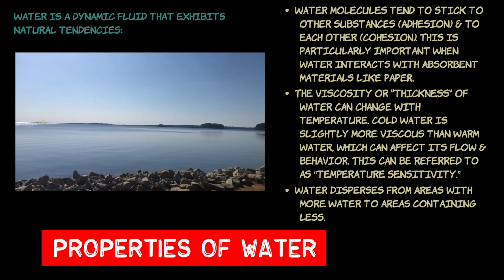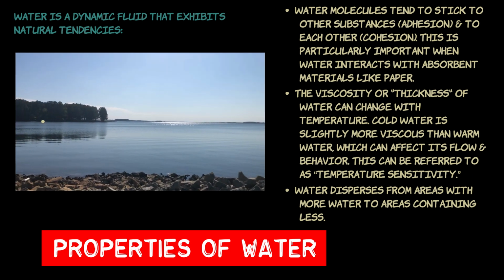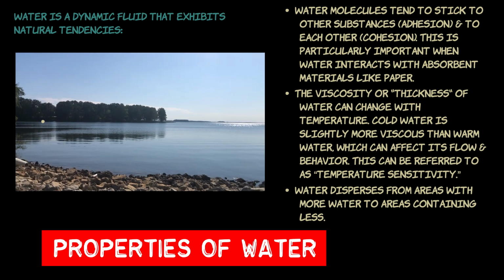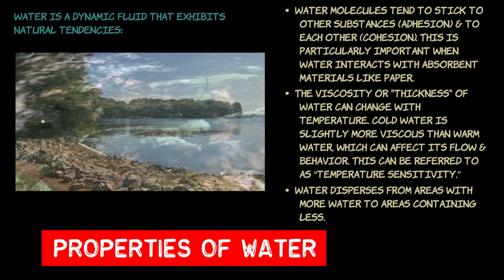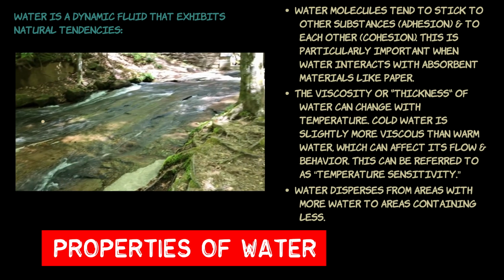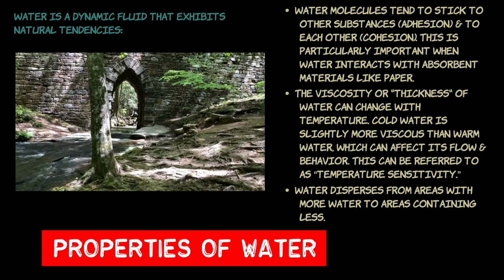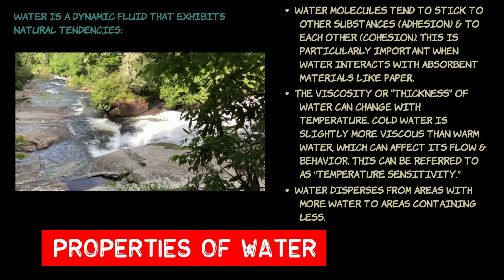The viscosity, or thickness, of water can change with temperature. Cold water is slightly more viscous than warm water, which can affect its flow and behavior. This can be referred to as temperature sensitivity. Lastly, water disperses from areas with more water to areas containing less.